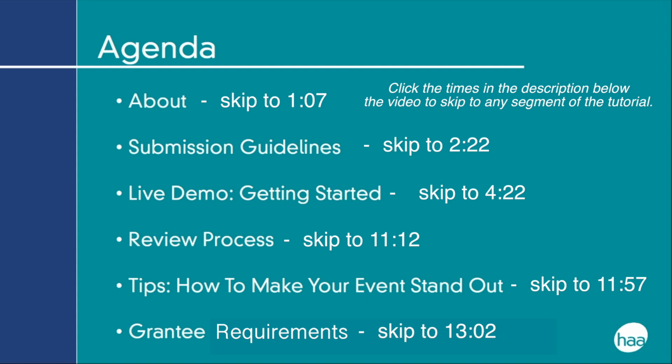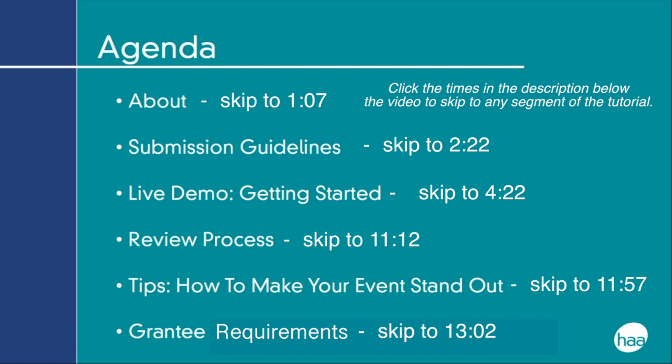Jumping straight in, the first thing you're going to learn is about the calendar. What is it and what does it look like, how can you use it, and then we'll jump straight into submission guidelines, where we look at what is permitted and what isn't permitted. After that, we'll look at a live demonstration of how you can get started, creating your account and then submitting your first event on the Cultural Events Calendar.